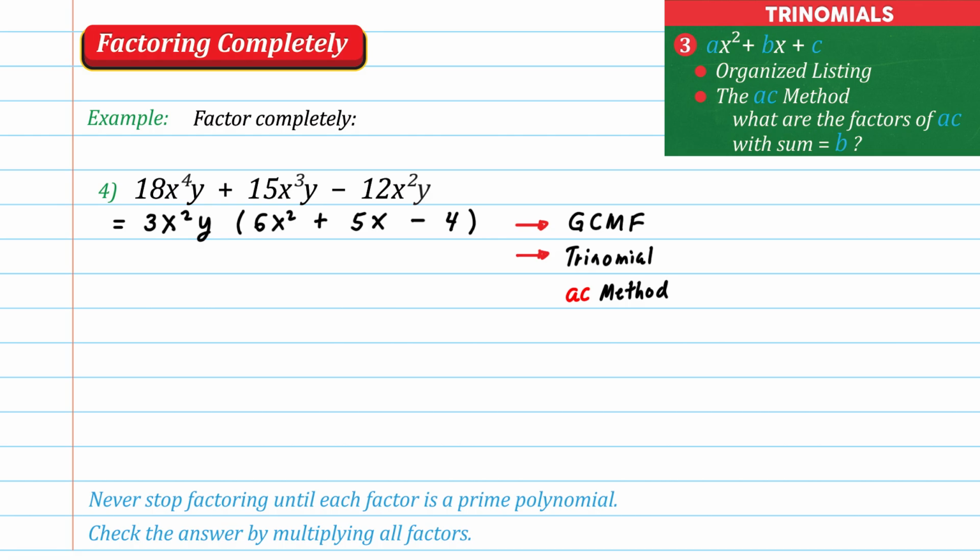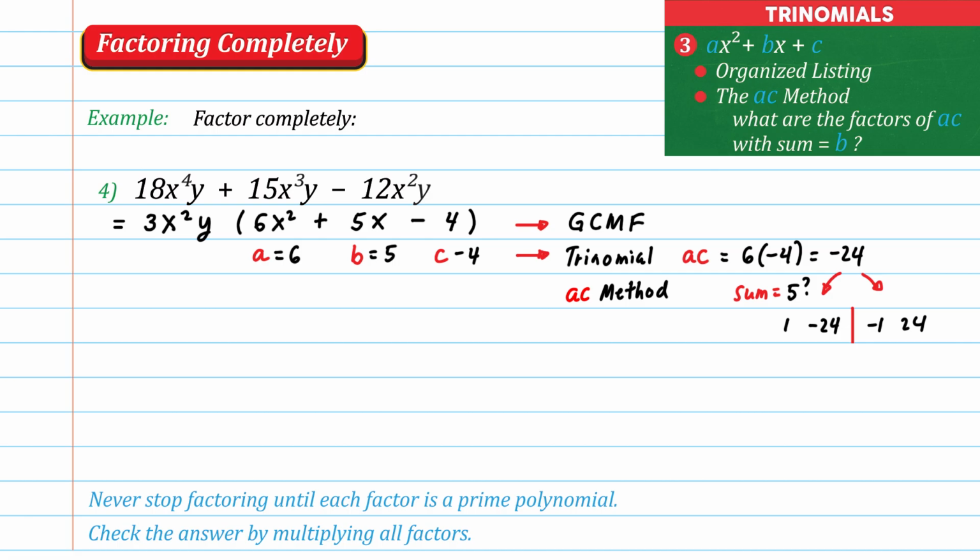Step 1. Identify A, B, and C. So A is 6, B is 5, and C is negative 4. Next, calculate the product AC. So AC is 6 times negative 4 or equal to negative 24. Now, we need two numbers that multiply to negative 24, the AC product, and add up to positive 5, the B term.